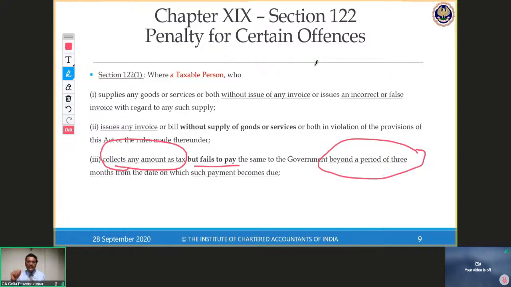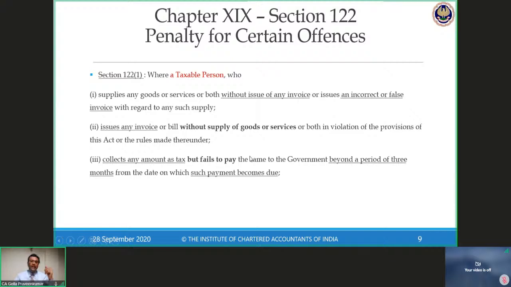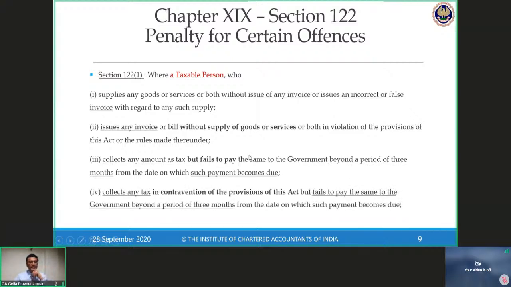So friends, keep in mind, when we are reading these particular aspects, it is very important to read in between the lines: but fails to pay. It is a continuous activity. Once I have remitted, this failure to pay ceases at that particular point in time. Now, all this is your interpretational skill which you apply when you argue with the tax officer concerned. Next element: collects any tax in contravention of the provisions of this Act, but fails to pay the same to the government beyond a period of 3 months.